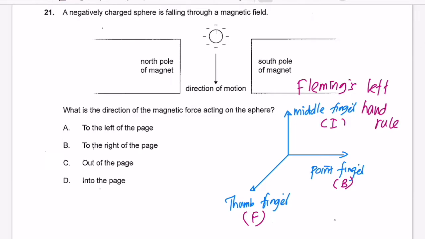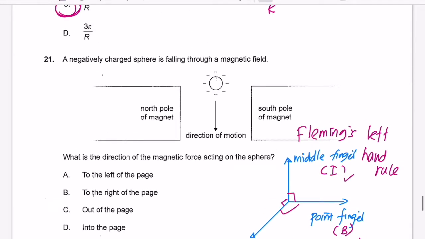We know if you keep the middle finger, point finger and thumb of your left hand perpendicular to each other, and point the middle finger in the current direction, the point finger in the magnetic field strength direction, the thumb will give you the direction of the force, right?